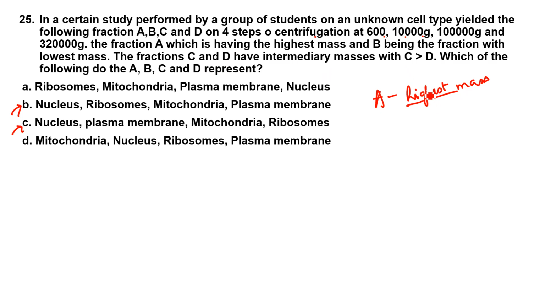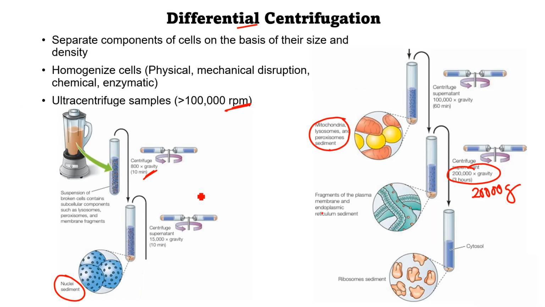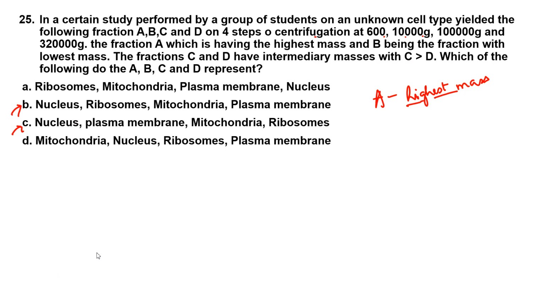Which is the organelle which has the highest mass? You see this figure. You see nuclei. First of all, the nuclei get sedimented at 800 G, because they have a very high density. So either it can be option B or option C, because you have to arrange it in the order of A, B, C, and D.